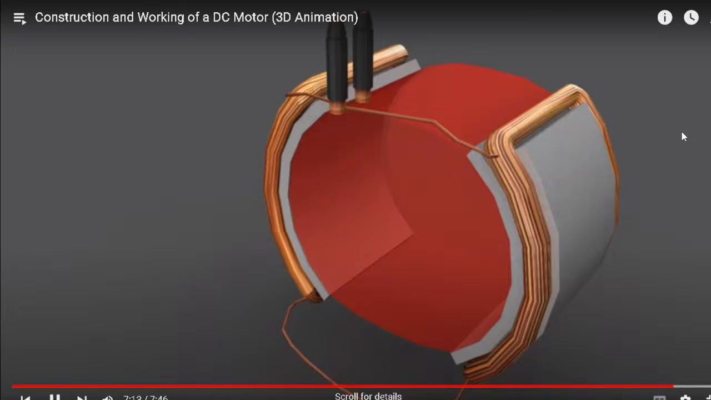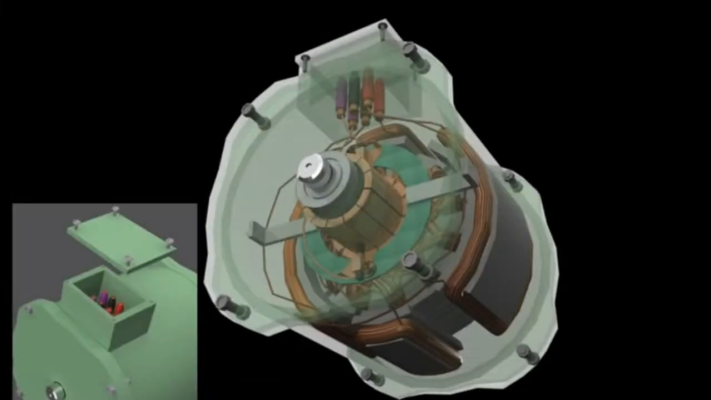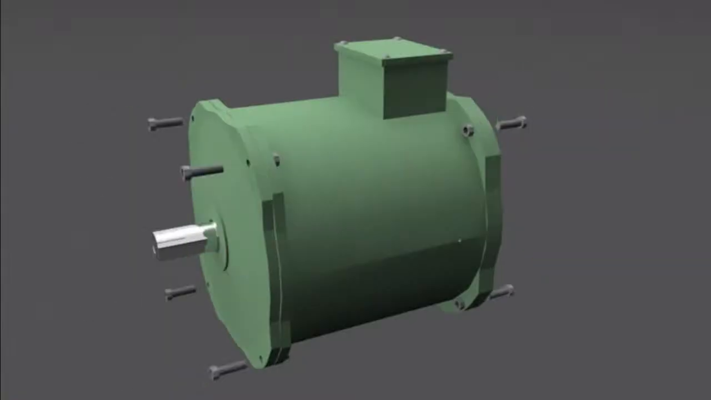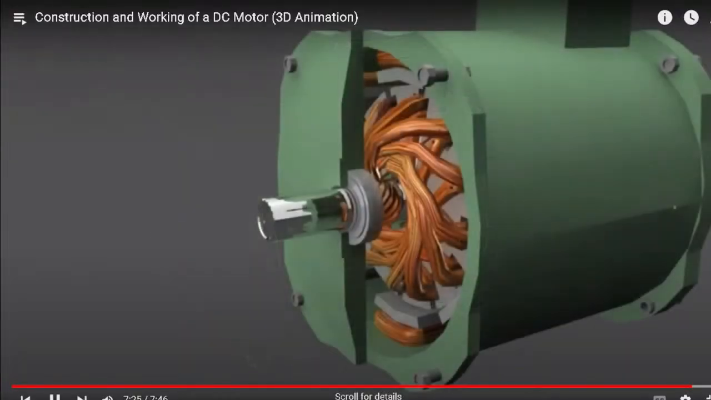At last, all the connections from the armature to the field poles are brought outside in the terminal box, and covers are fitted from both sides of the motor. So this is about the construction and working of DC motor.